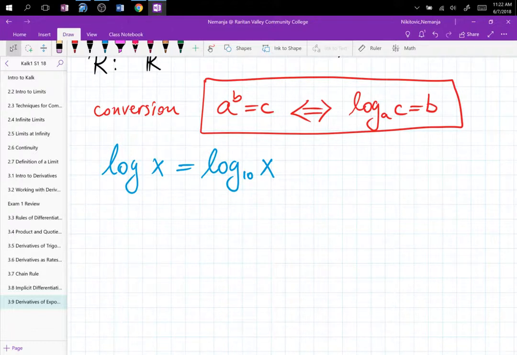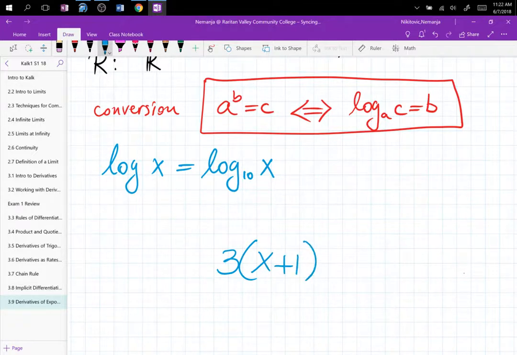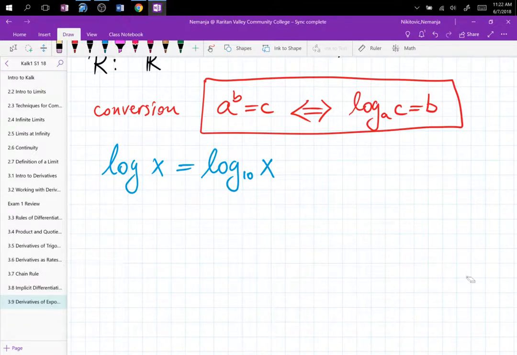It's just like when you see no operation, you know the implied operation is multiplication, right? Because you can write 3(x plus 1). You didn't put times. It's assumed that between 3 and the parentheses is multiplication. So the same thing goes for logs. If there is no base, it's 10, okay?